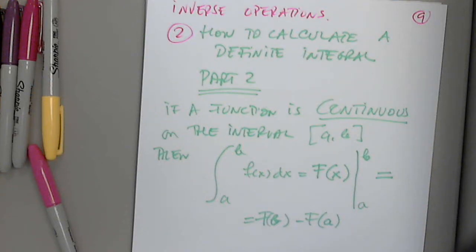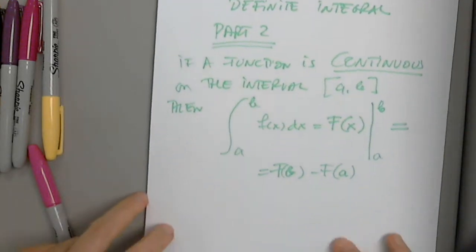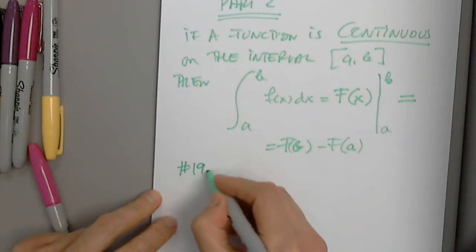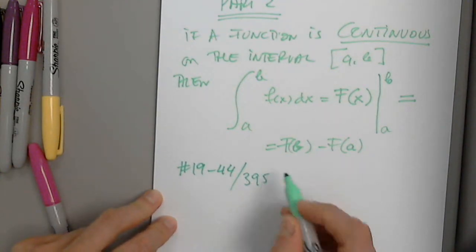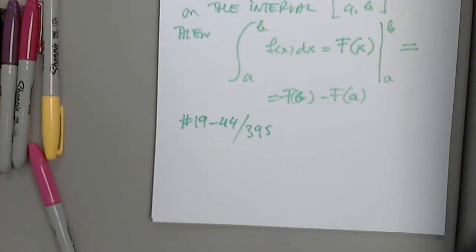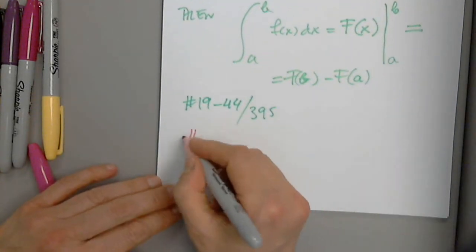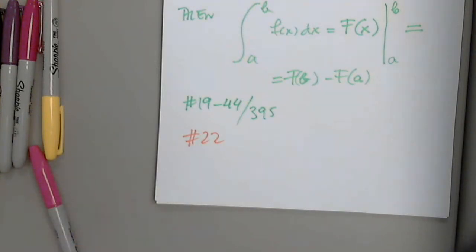We want to evaluate integrals, and please feel free to choose from 19 through 44 on page 395. Okay, I will choose 22. You choose the next one.